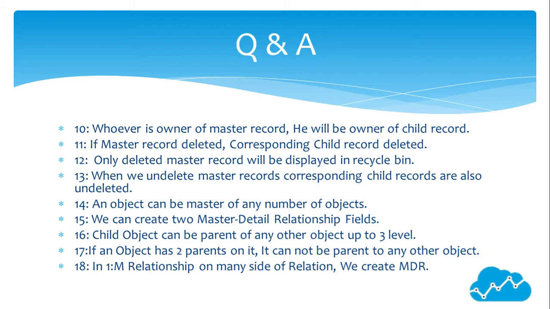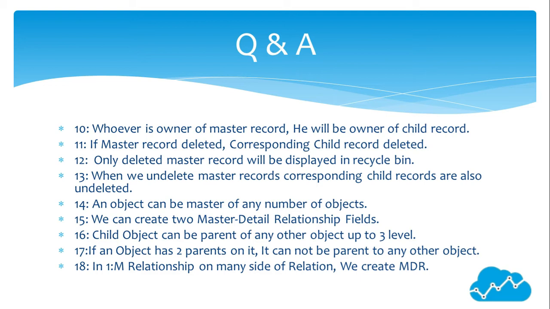If a master record is deleted, the corresponding child records are deleted. Only the deleted master record will be displayed in the recycle bin. When we undelete master records, the corresponding child records are also undeleted. An object can be master of any number of objects.